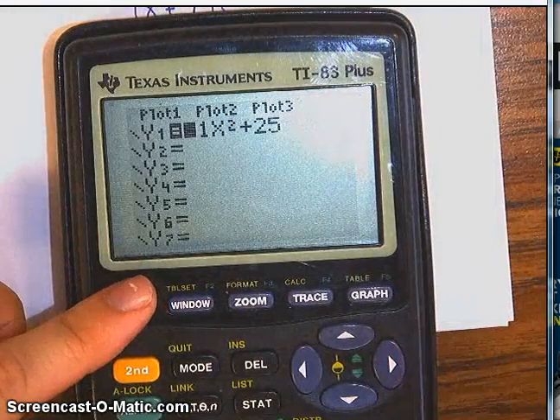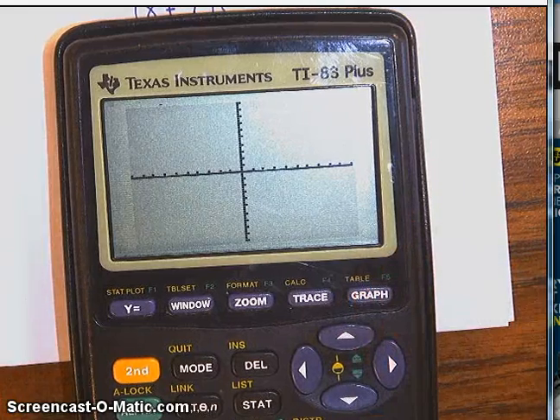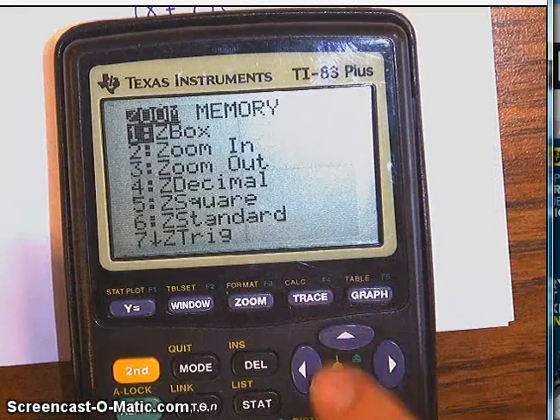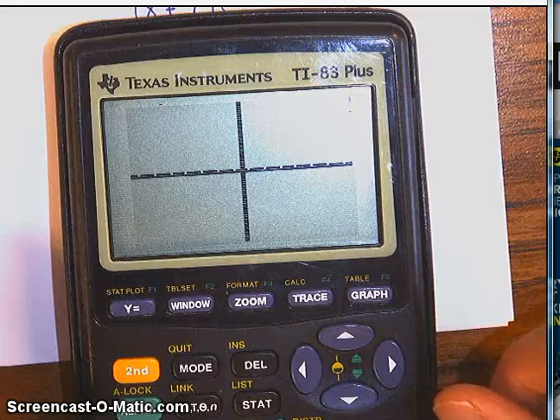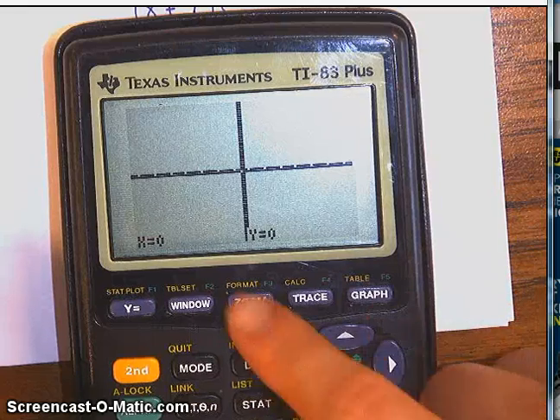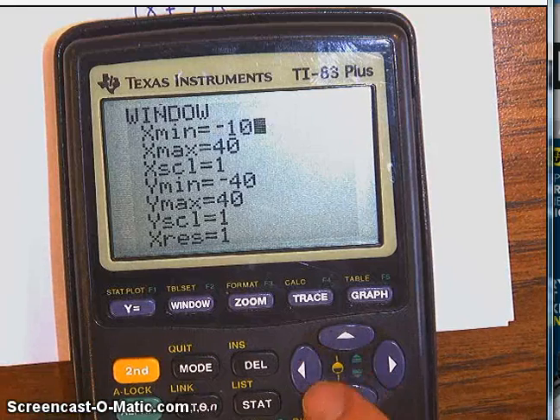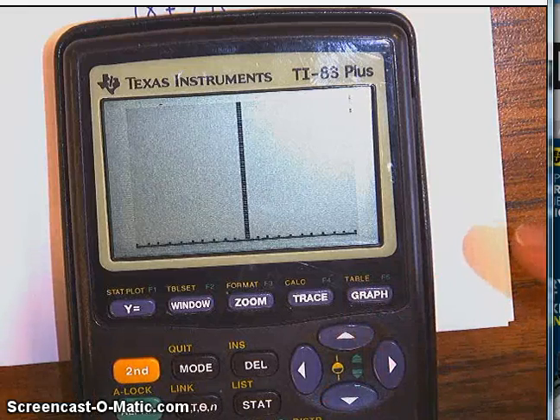if I was to graph this thing, 81x squared plus 25, I'm looking for the x-intercepts. I'm looking for where this thing crosses the x-axis. As you can see, there's nothing on the screen, but if I zoom out a little bit, it might show us what's going on here. We still can't see anything. I'm just going to adjust my window. I'll make it pretty small, -10 to +10, and we'll go from 0 to, I don't know, 100. Let's see if we can see it then.